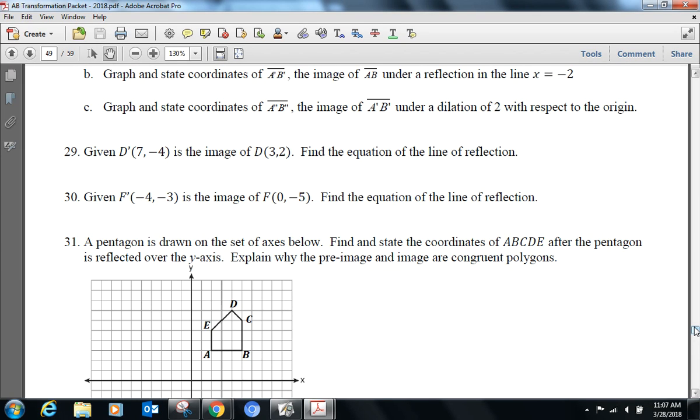Okay, everyone help out here. What do you do if you dilate by 2? What do you do with your coordinates if you're dilating them by 2? Multiply each of the coordinates by 2. So whatever your coordinates were in part B for A prime and B prime, we'll take those coordinates, multiply them by 2, and you'll have A double prime, B double prime.